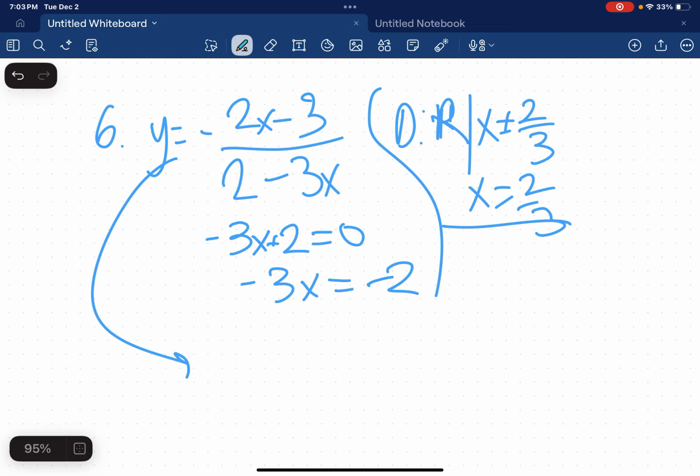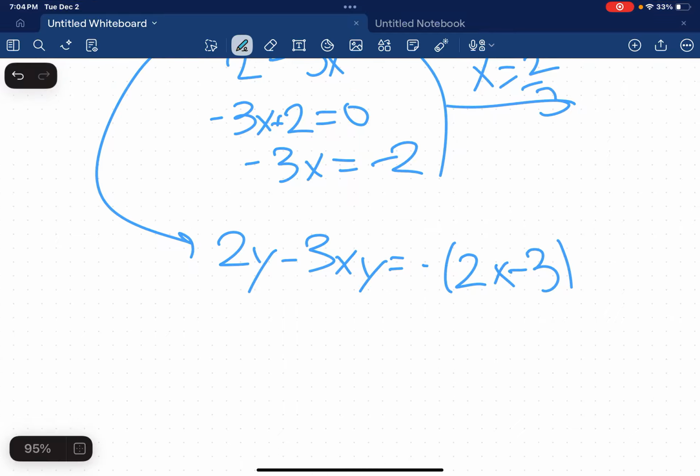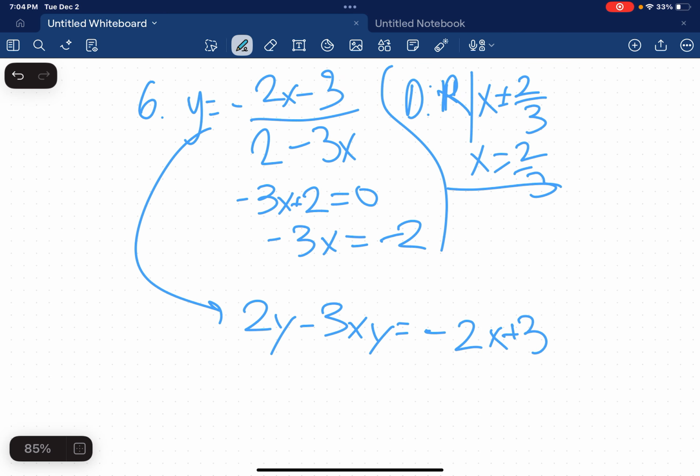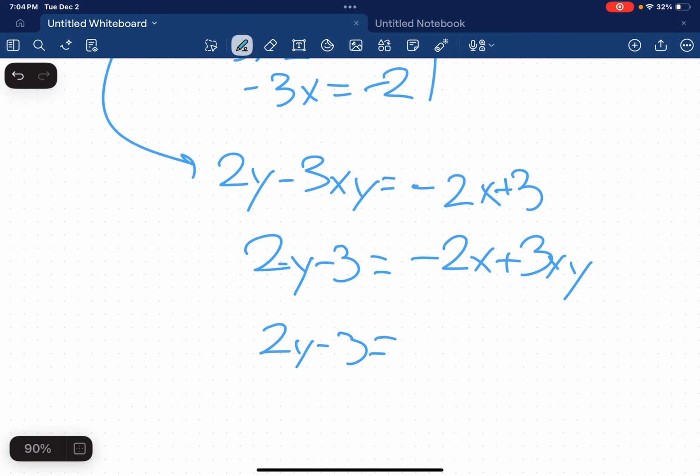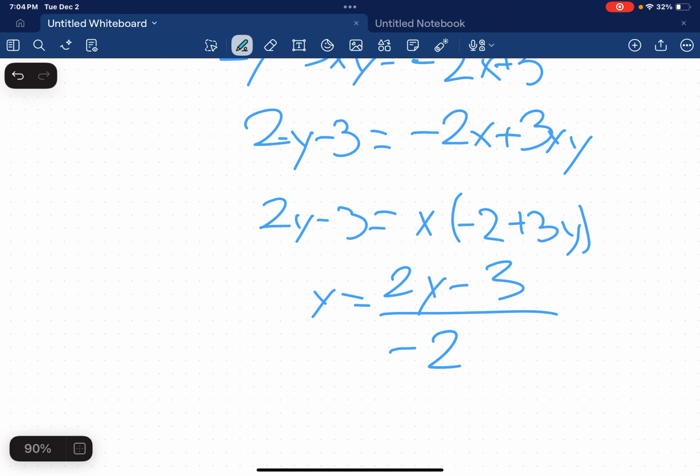Okay, coming back down here, multiplying by 2 minus 3x on both sides, we get this fun little equation. Actually, I should have factored that out to each of these. Remember, this is becoming positive and negative because we have a negative on the outside, which means that isolating each of these terms, we get 2y minus 3 is equal to -2x plus 3xy. 2y minus 3 is equal to x times 2 plus 3y. X is equal to 2y minus 3 divided by -2 plus 3y.